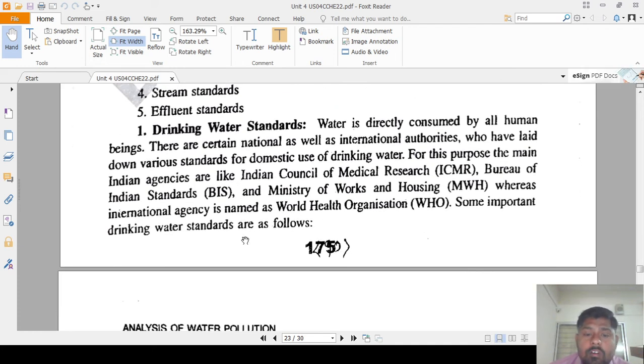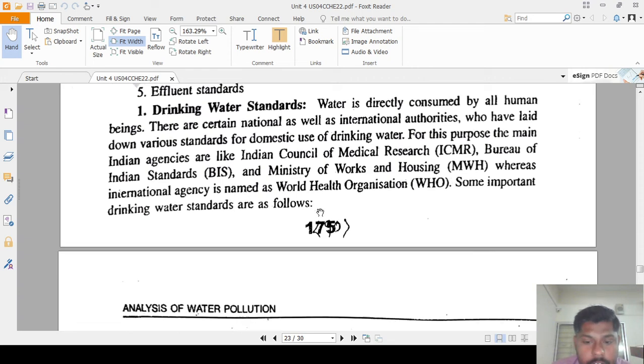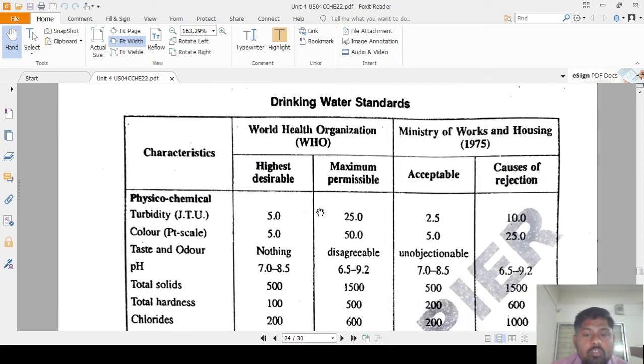So, in drinking water standards, some standards like ICMR, that is the Indian Council of Medical Research, are important for short questions like give the full form of the following terms. So, note down the full forms: ICMR, Indian Council of Medical Research, then the Bureau of Indian Standards, BIS, Ministry of Works and Housing, MWH, and the World Health Organization, you already know, that is WHO. Those are the drinking water standards.